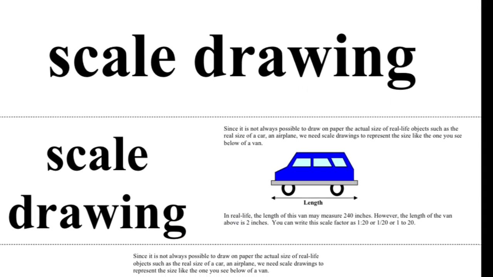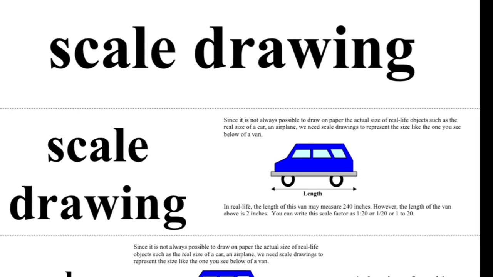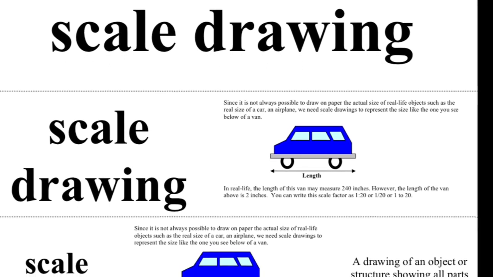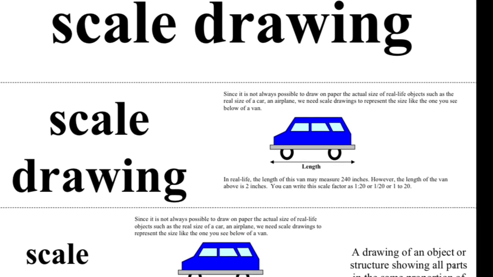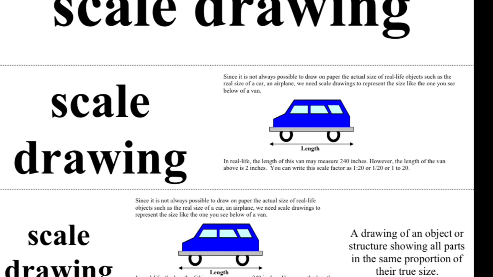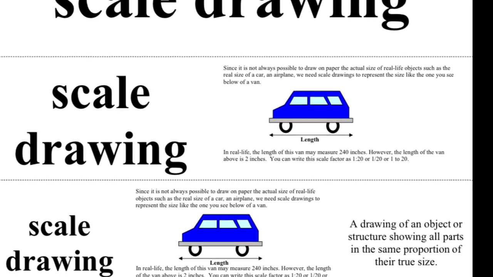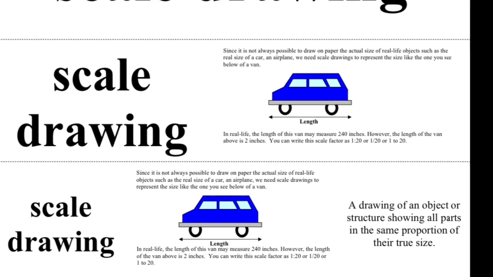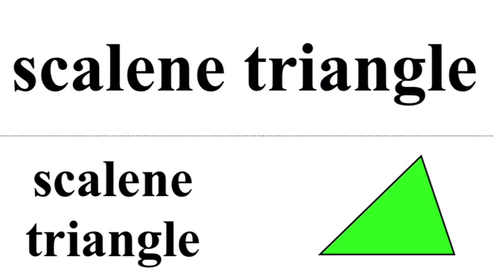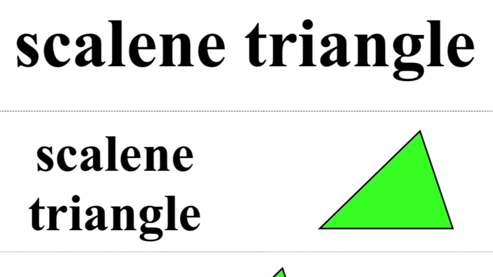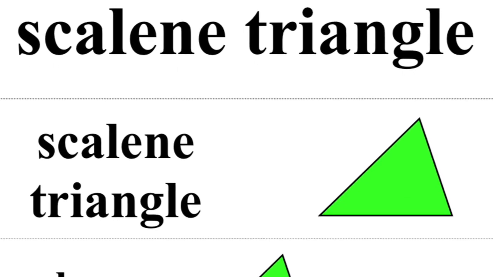A scale drawing is a picture created from a much larger object, but scaled down, and has the right proportions. A scalene triangle is a triangle where all three sides are different in length.